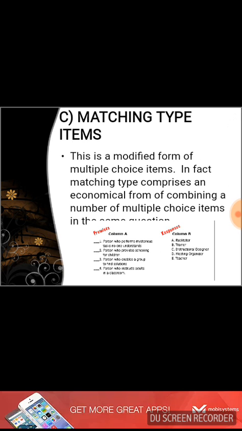Okay. C. Matching type items. This is a modified form of multiple choice items. In fact, matching type comprises an economical form of combining a number of multiple choice items. Here is column A, column B. Column A represents premises, column B represents responses. So the respondent has to match these two and select the best answer.